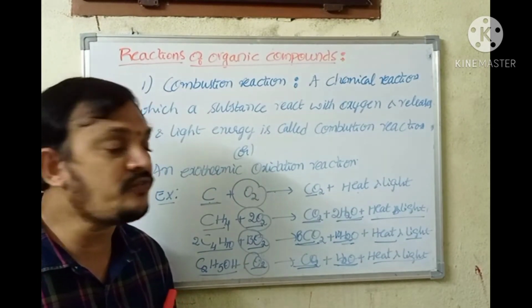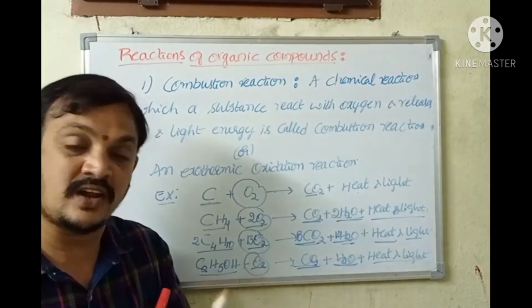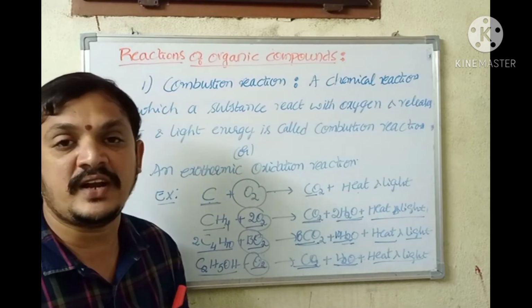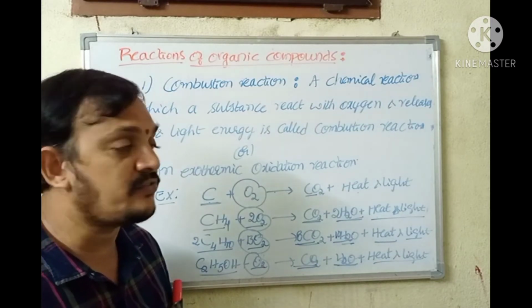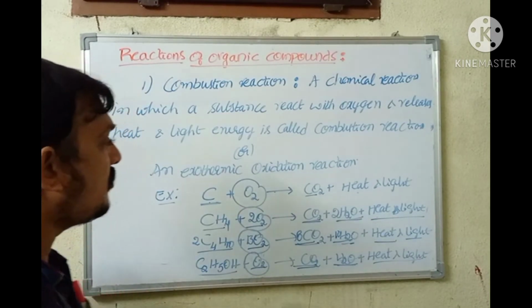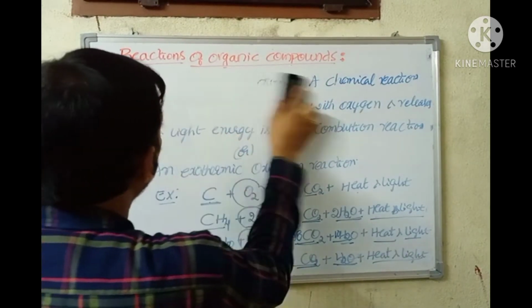That flame produced is referred to as the oxyacetylene torch. The oxyacetylene torch is used for welding of metals as it produces temperatures around 3200 degrees Celsius. Okay, that's about combustion reactions.